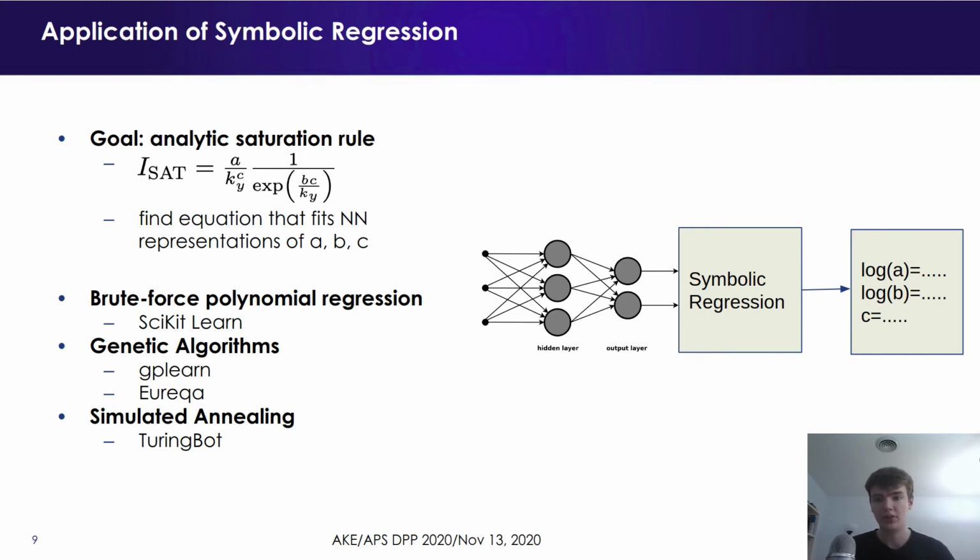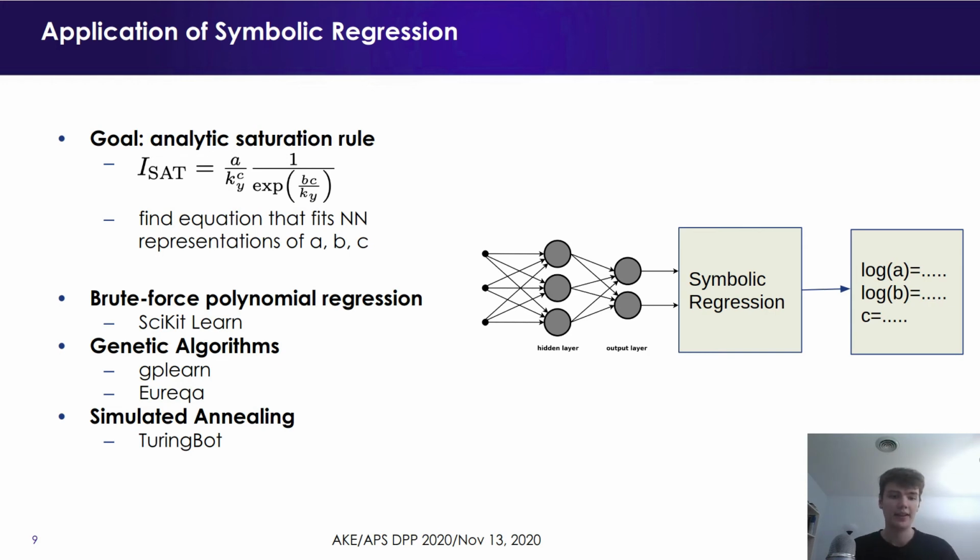So in order to make things easier for symbolic regression, we decided to take the log of both the A and B components, and we kept C the same. So the first thing that we looked at was scikit-learn, and we just did some brute force polynomial regression. After that didn't work out too well, we looked at genetic algorithms. So gplearn is a Python library that does genetic algorithms, which is really useful for doing symbolic regression and finding equations from data. And then we also looked at Eureqa, which no longer exists, but it did help.